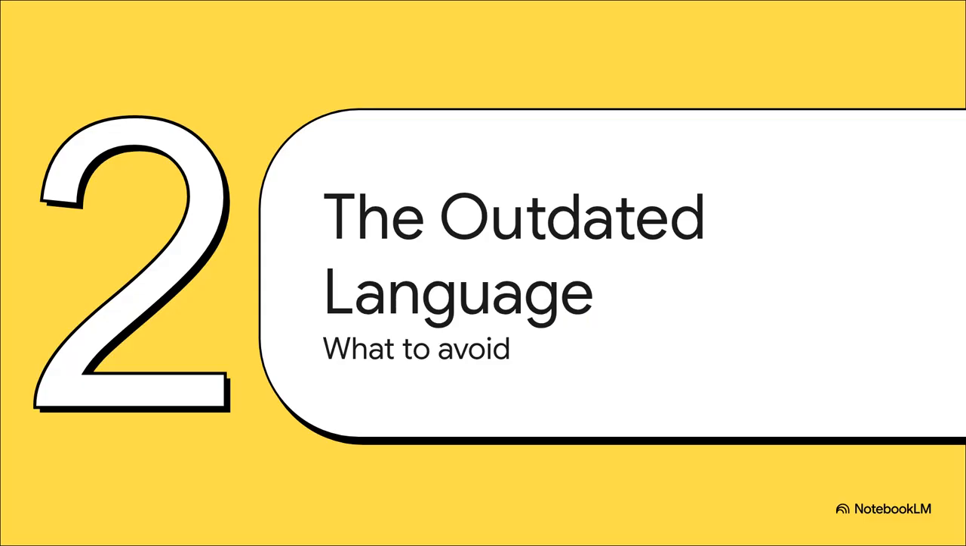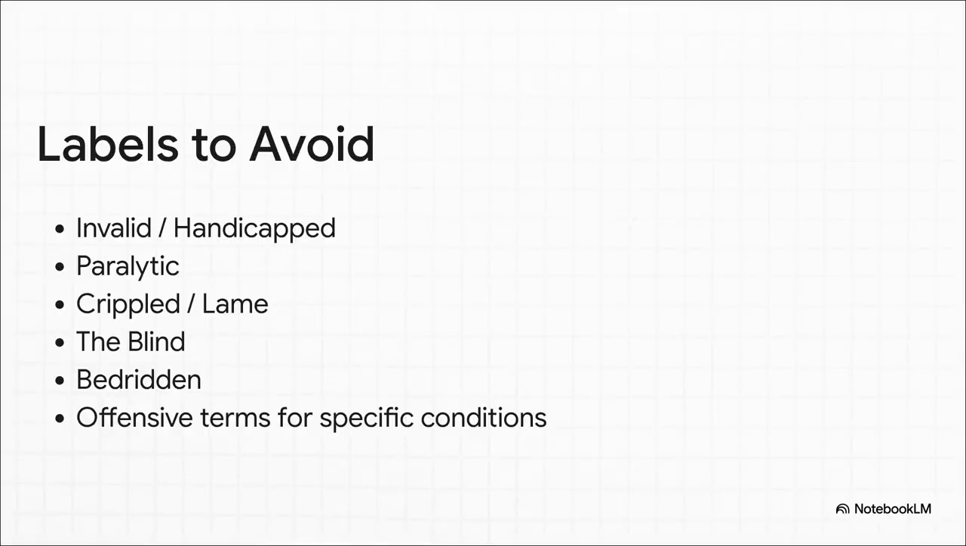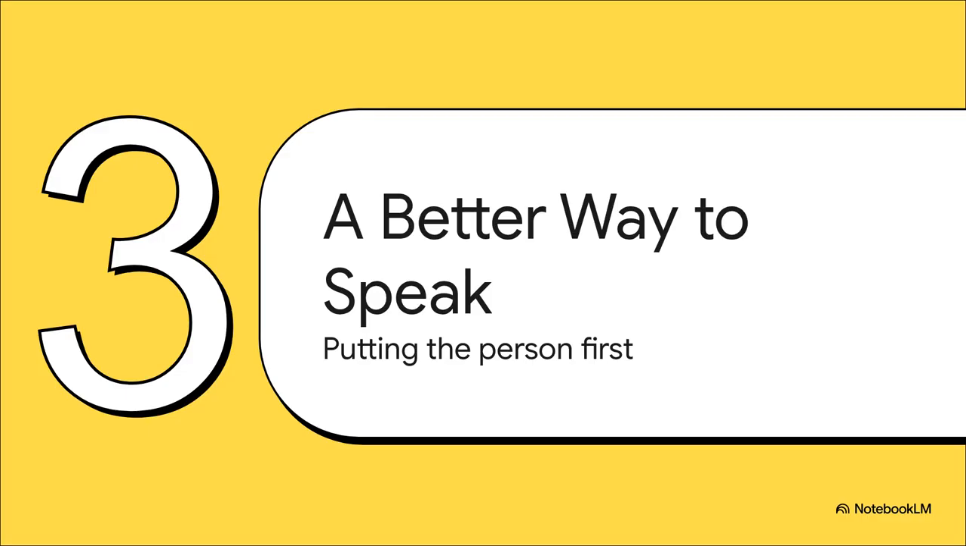So, if we want to build a better vocabulary, the very first step is to know what to leave behind. Let's just be direct and go through some of the outdated labels that we really need to retire for good. When you look at all of these words, they have one huge thing in common. Every single one of them reduces a whole complex person to a single label. They define an individual by their condition, instead of seeing them as a person who just so happens to have a condition.